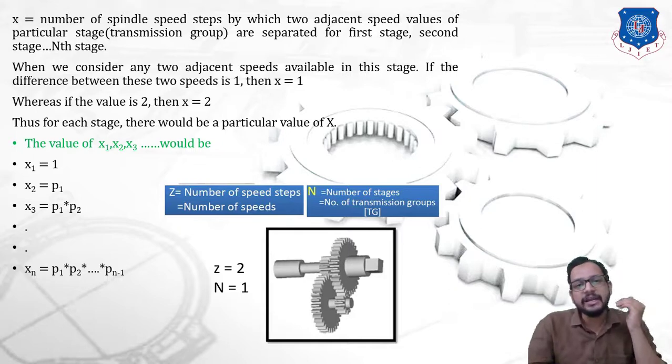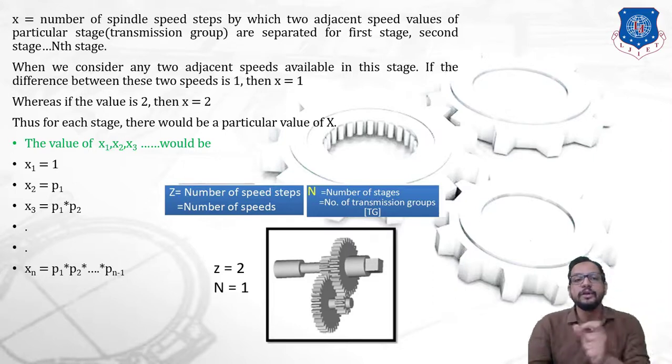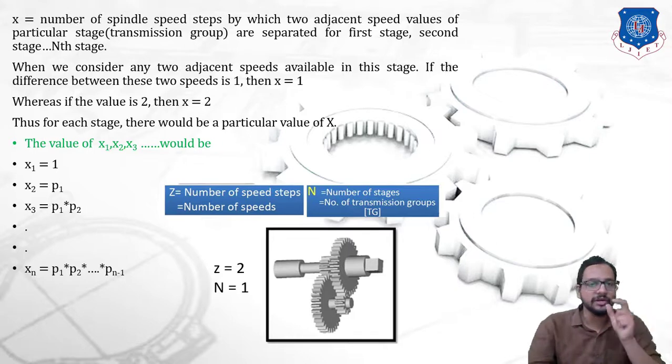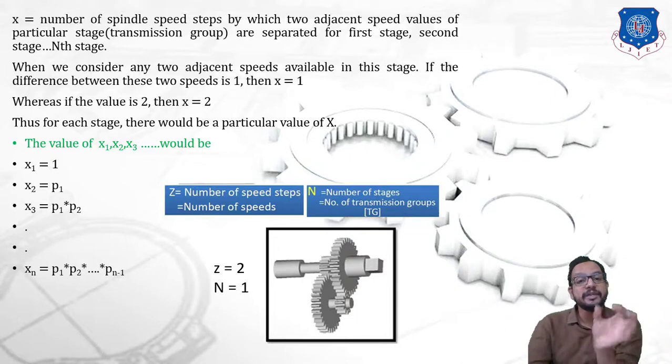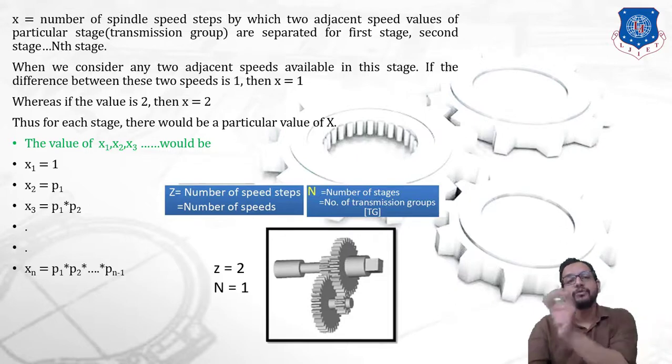When we consider any two adjacent speeds available in this stage, if the difference between these two speeds is 1, then we would say x is equal to 1. So in a particular stage, if there are two different speeds, and the difference between the two speed steps is 1, then we would say x is equal to 1, which means the difference between the adjacent speed values is 1, so we take x is equal to 1. Whereas if the value is 2, then we would take x is equal to 2.